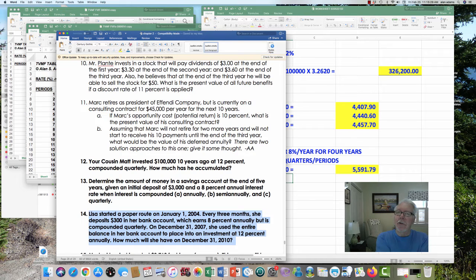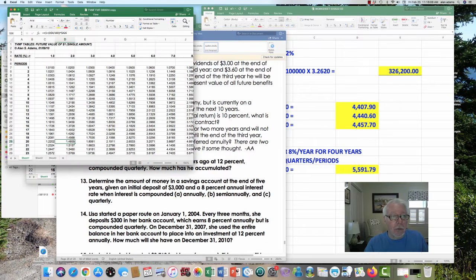But now let's look back at the problem again. Now, on December 31st of 2007, let's call it January 1 of 2008, okay? She is going to use the entire balance she's accumulated to put into a beautiful investment she's found at 12%. The question says, how much will she have 3 years later? Her money will make money for all of 2008, 2009, 2010. No more quarters now, okay? This is an annual rate. One-shot investment, what does that tell you? It tells you to use table number 1.